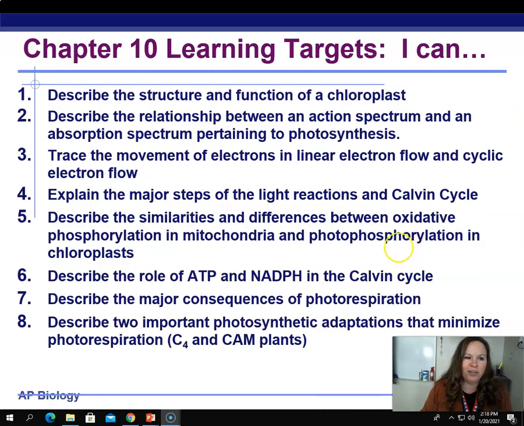So looking at our learning targets here, we've covered a bunch of them. I'd say we've covered 1 through 6. We've still got to talk about, there's some problems with photosynthesis. No process is perfect, right? Evolution doesn't produce perfect organisms or perfection. So there are some problems. One of those is called photorespiration, so that will be a separate set of notes.